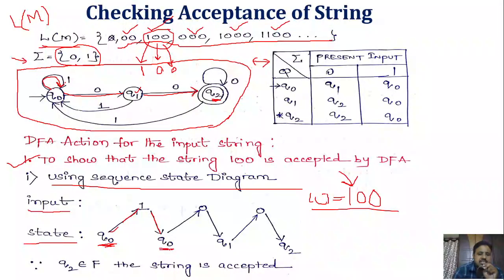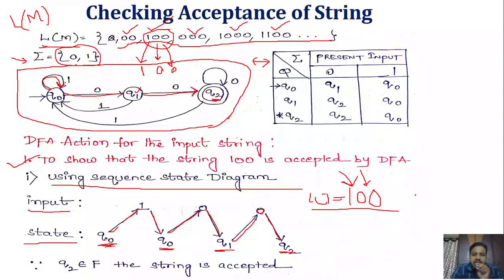Next, what is your current state now? Q naught. What is the next input? 0. So q naught on 0, where is it going? Just check the diagram. Q1. So write that Q1 in the state portion. Next, what is the current state now? Q1. What is the next input? 0. So Q1 on 0, where is it going? Q2. So write that Q2 in the state portion.